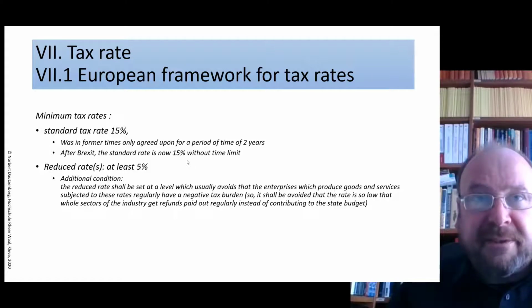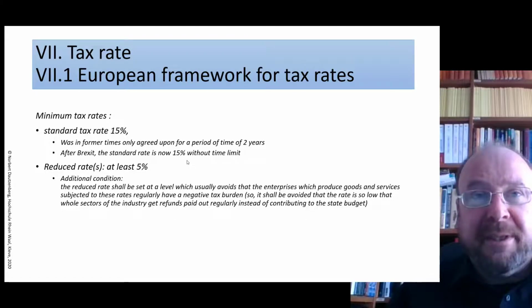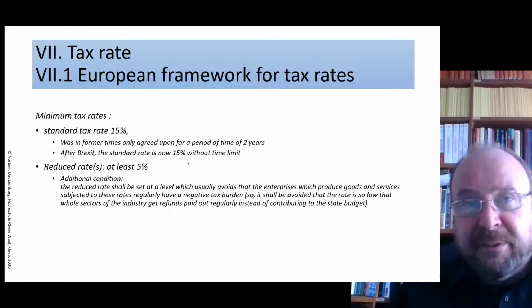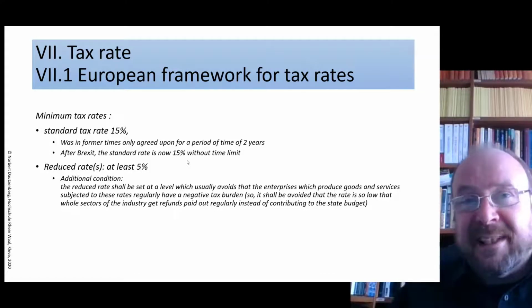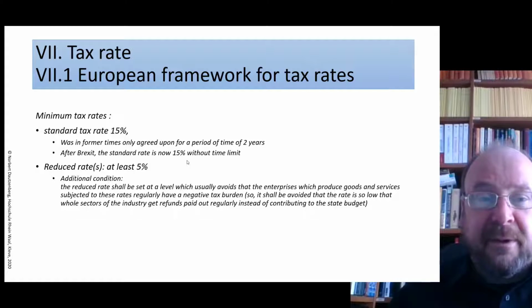What the EU wants to avoid here is that there are whole sectors of economy where the VAT tax declaration always ends up with a cash outflow for the fiscal authorities. So the idea is one should determine the minimum tax rate or the reduced rate for a sector in a way that there is either usually a zero assessment or a small tax burden to be paid by the entrepreneurs in this sector of the economy.